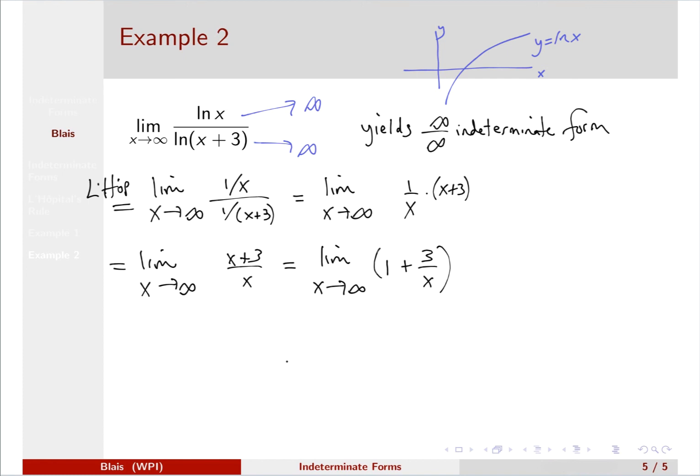And applying our limit laws, the limit of the sum is the sum of the limits, as long as each of these terms has a limit, which they do. And we know that this 3 over x term approaches 0, and so our answer is 1, as we expected when we guessed what was going on in our first step. So these are our classical examples of how you use L'Hopital's rule.